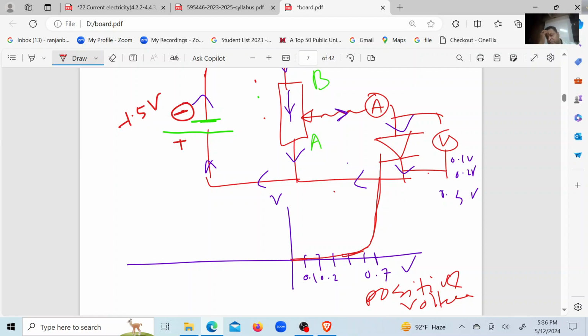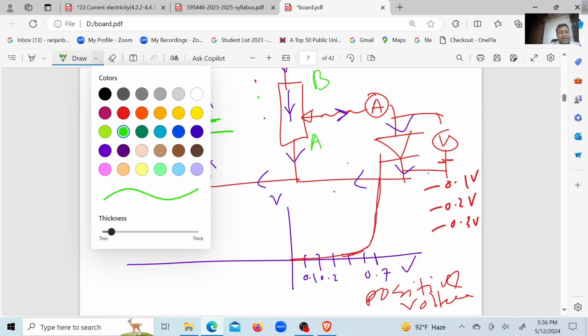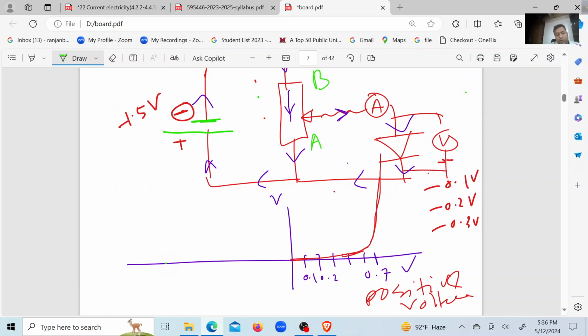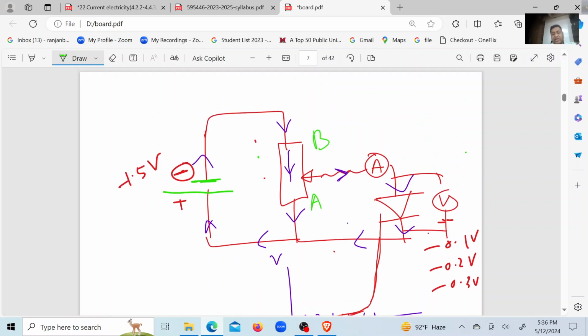If you again move the sliding contact from A to B, the voltage will increase, but the negative value will increase: minus 0.1 volt, minus 0.2 volt, minus 0.3 volt. For that, there will be no current. So to the left side, it will overlap the time axis. So this is the graph for diode.